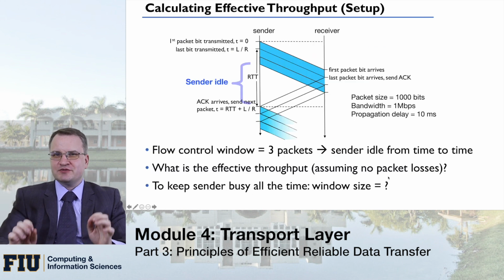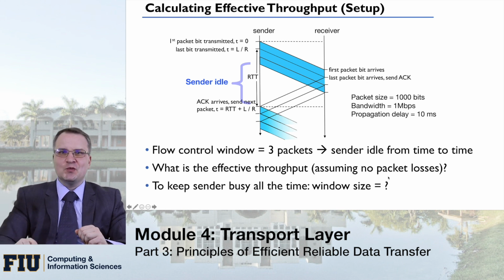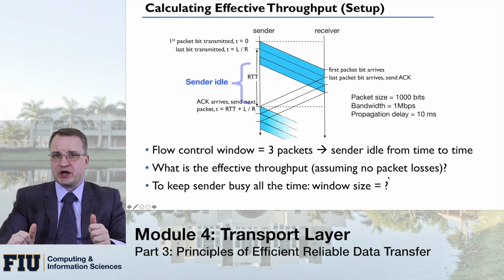To make sure that you really understand what is happening in the system with the pipeline, let's do one more exercise as your homework. Let's first assume there are 3 packets in a pipeline, so there's a pipeline of 3. We're using go back N. We have no packet losses in the environment, and I want you to calculate the effective throughput.